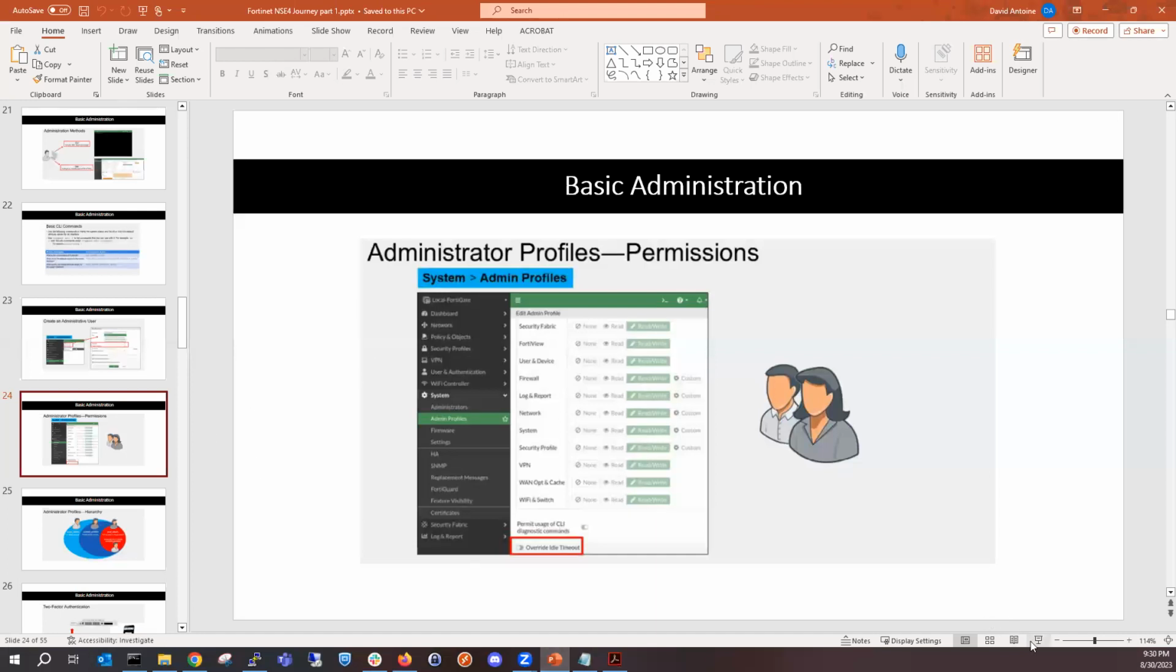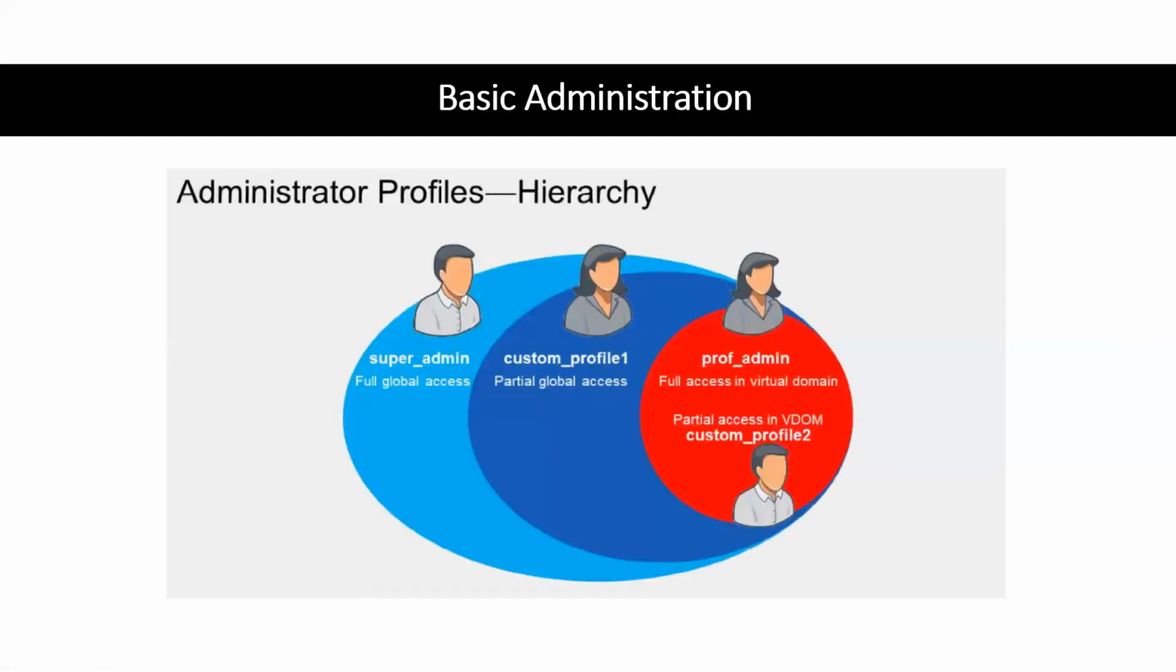All right. Now here's a visual of what I was just talking to you guys about. So we've got super_admin. They have full global access of the entire device, no matter if it's different VDOMs or what have you. Prof admin has full access in a specific VDOM, or virtual domain. And of course, you can create a custom profile to get partial global access, or create another custom profile, et cetera. You have all the options in the world.